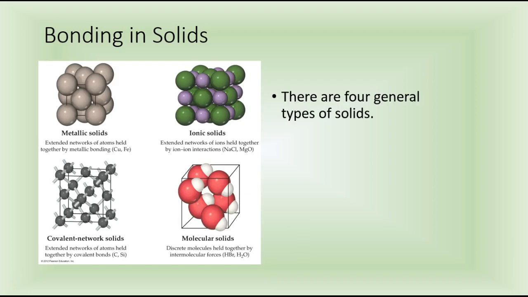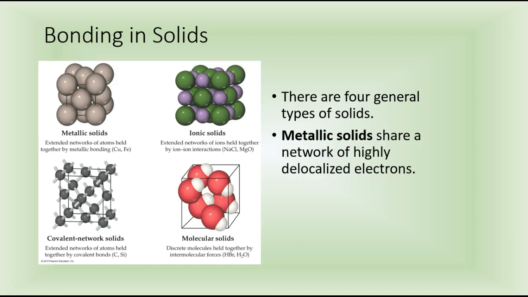All right, so there's 4 general bonding types of solids, and we see them here: metallic, ionic, covalent network, and molecular. So right off the bat, we recall metallic, ionic, and covalent were the bond types that we've studied. Metallic solids, again, the characteristic of a metallic solid and metallic bonding is that there's a network of highly delocalized electrons. We describe that as that sea of electrons that, again, are attracted to all the cations, all the metal cations in the structure, and are free to pass throughout that structure.